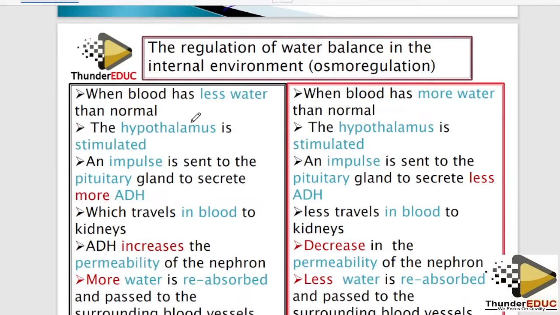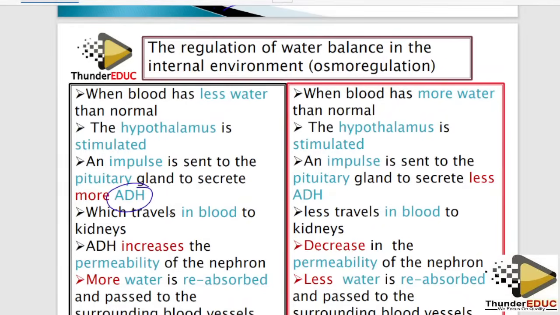Let's continue. This is just a description of what we have explained. When blood has less water than normal, the hypothalamus is stimulated. You see, I told you that you need to know how to connect if you are using the word hypothalamus or the pituitary gland. Both of them are fine as long as you explain them correctly. The hypothalamus is stimulated and sends the impulse to the pituitary gland, because the pituitary gland stores it. And then the pituitary gland is going to secrete more ADH.